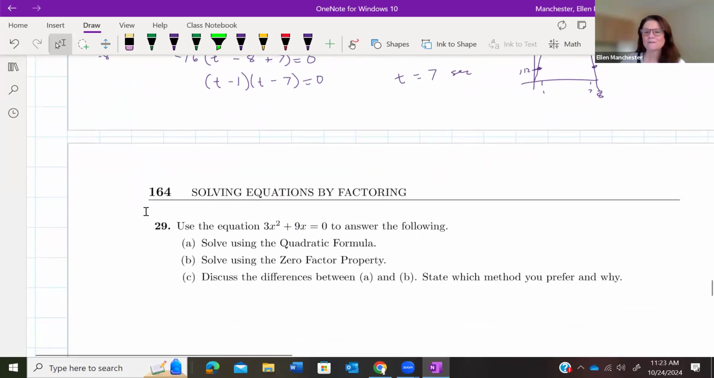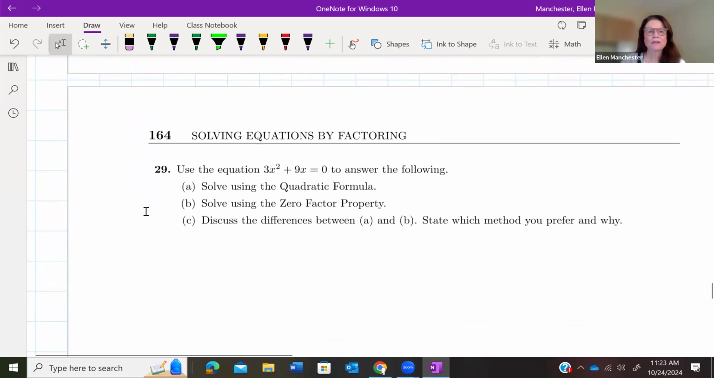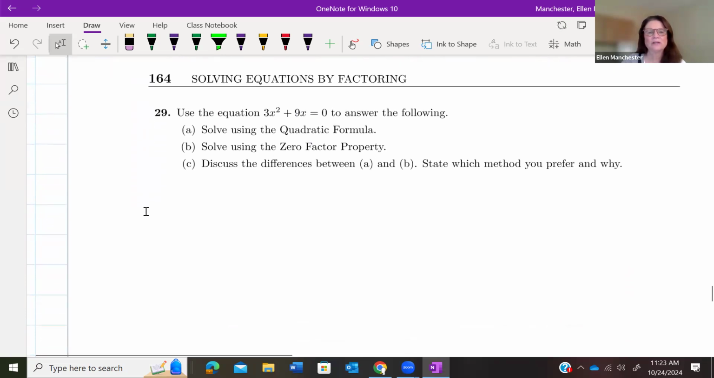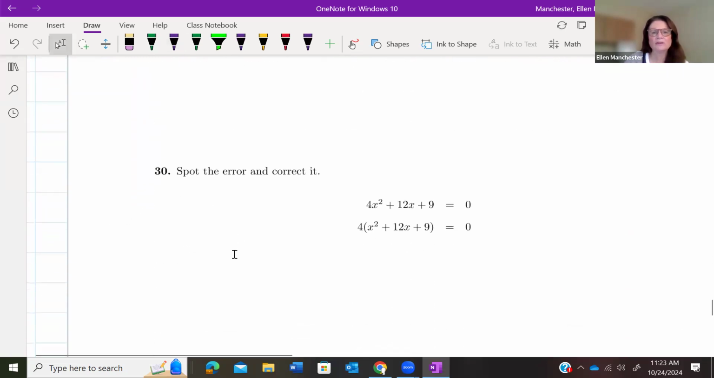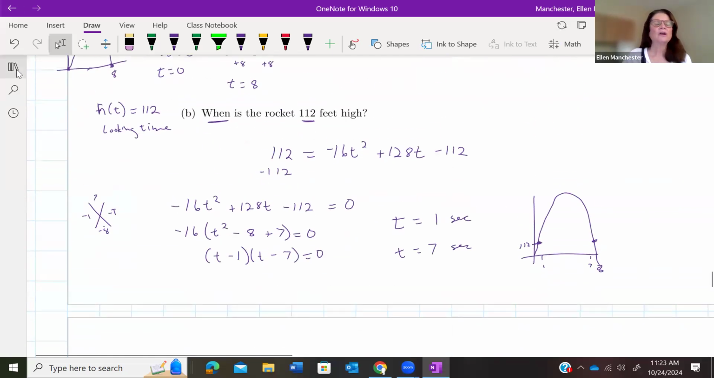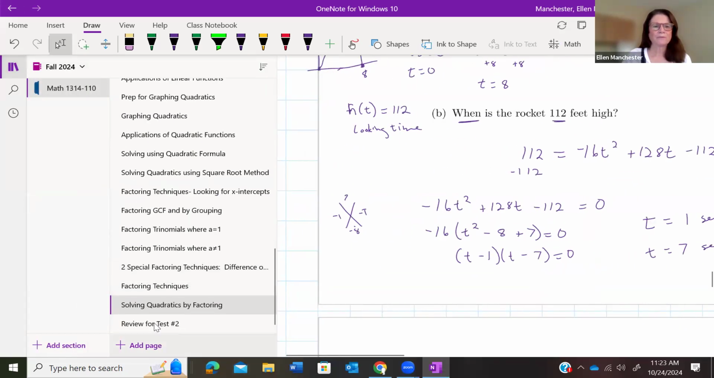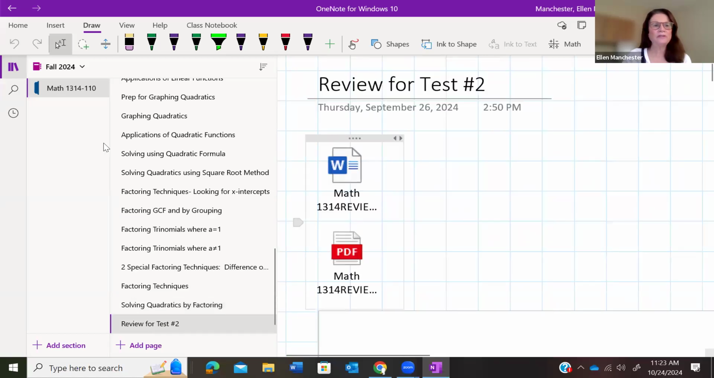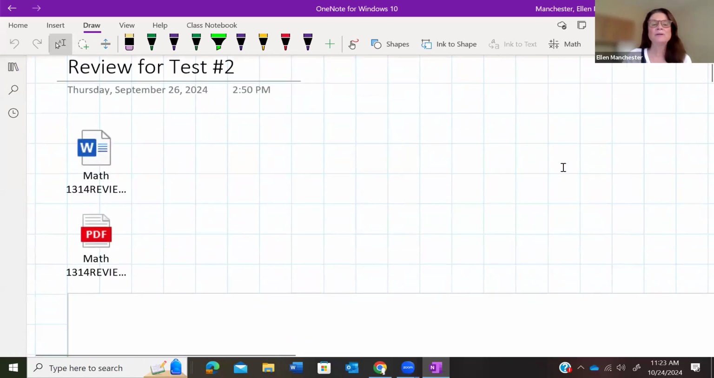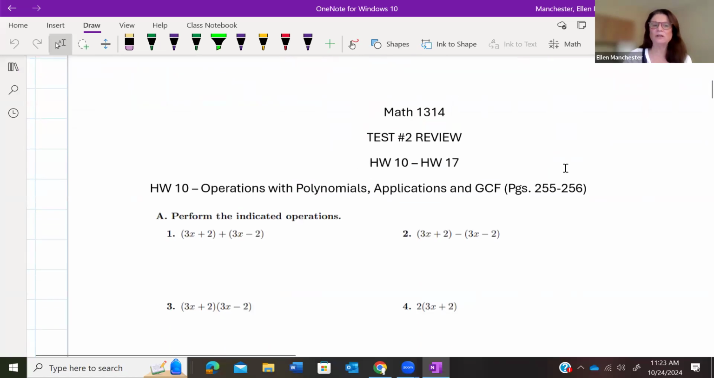Okay. So this one, quadratic formula, zero factor, and then is there a difference between the two? Just remember zero factor property, that's the zero factor theorem, so you're just setting both to zero. Okay, that was it. All right, so the review, we're only going to spend a little bit of time on it. Is there any particular review you want to look at?